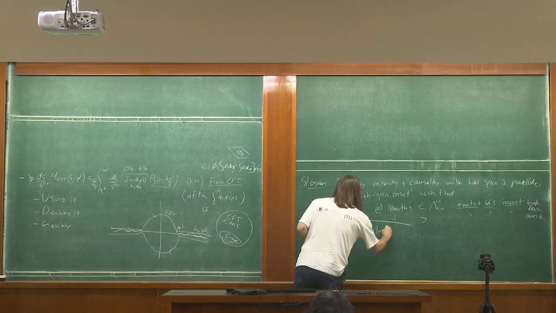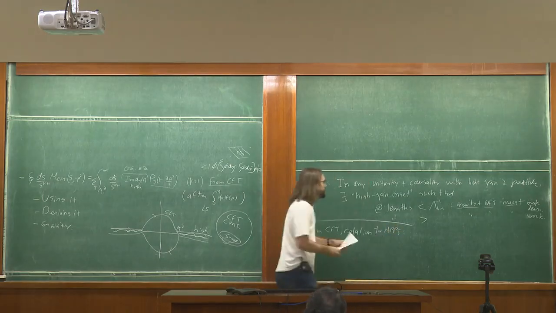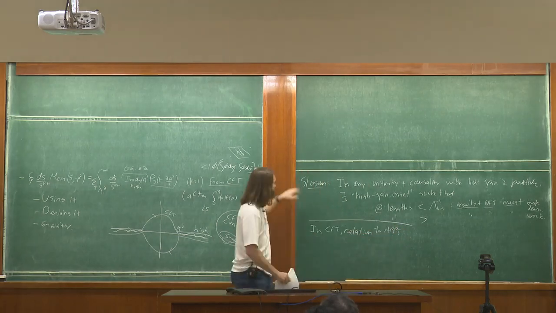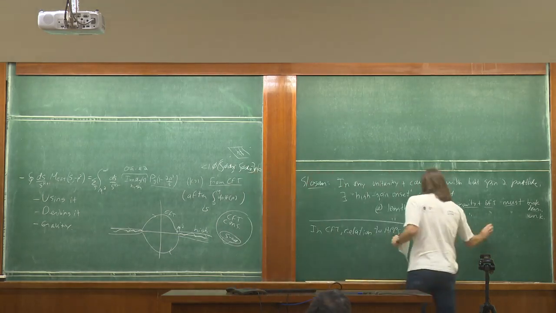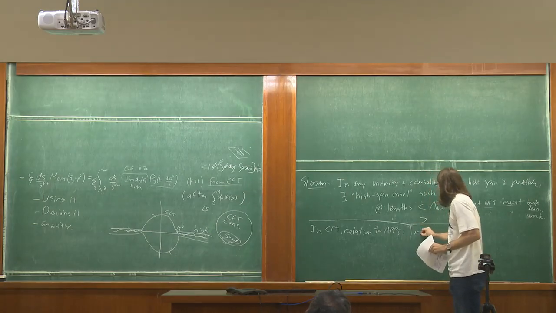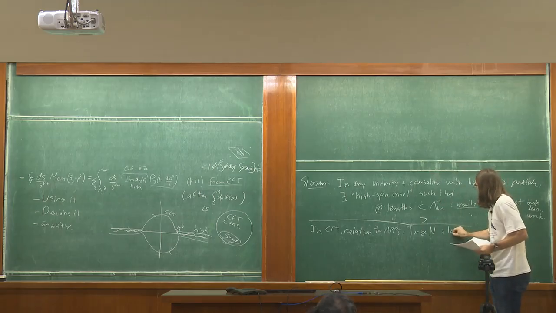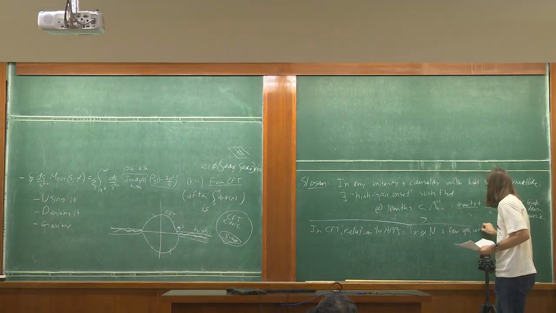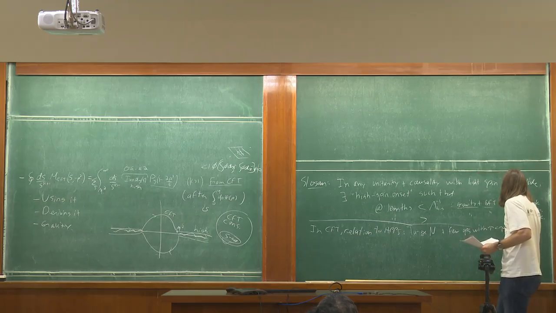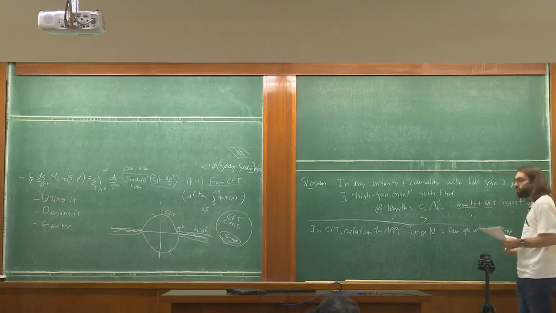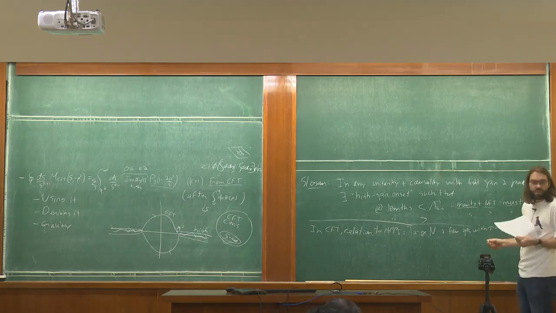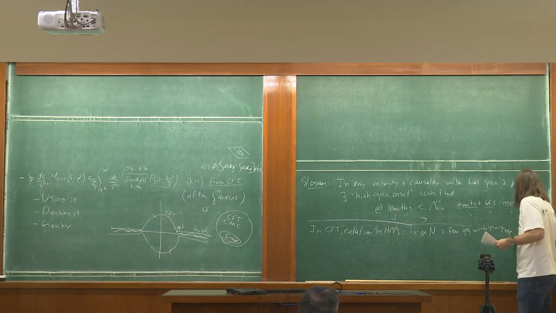criterion. Heemskerk, Penedones, Polchinski, Sully, in about 2009, made this proposal that any theory with a large N expansion and a large gap, meaning that few operators with twist less than some large gap number, should be described by Einstein gravity.